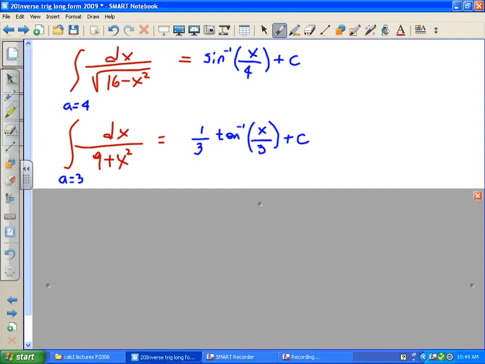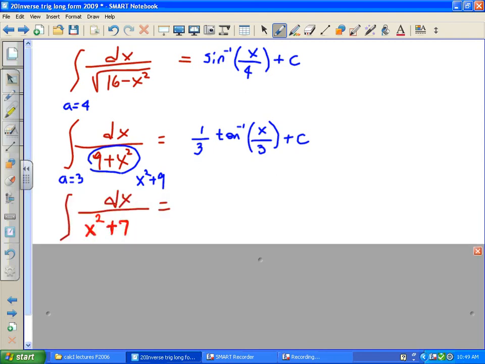Any questions on that one? Because addition is commutative, this could appear like this, or don't be surprised if it appears like this, x squared plus 9. As long as you have the sum of two squares on the bottom, one has the variable, one has a constant, you can use tangent inverse function. But for the sine inverse, it has to be in that specific order because there's a minus in the middle, okay? Okay, let's take a look at the next one. Again, if you know your formulas, these are really easy.